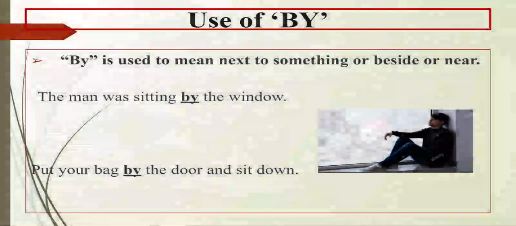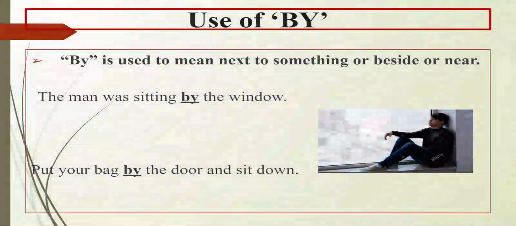Now the preposition by, used as preposition of place, is used to mean next to something, or beside or near. Like this boy is sitting by the window. Or put your bag by the door and sit down. So by, when we're using it as preposition of place, is used to mean next to something. You can see that next to the window. He's sitting by the window. So we use by in such cases.